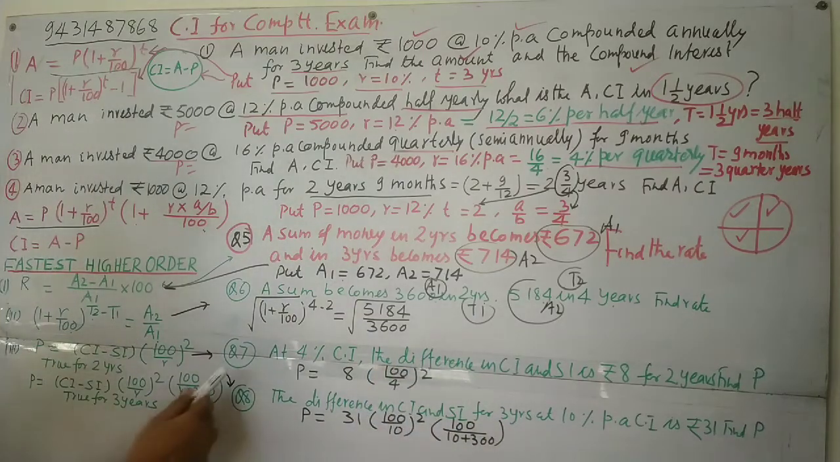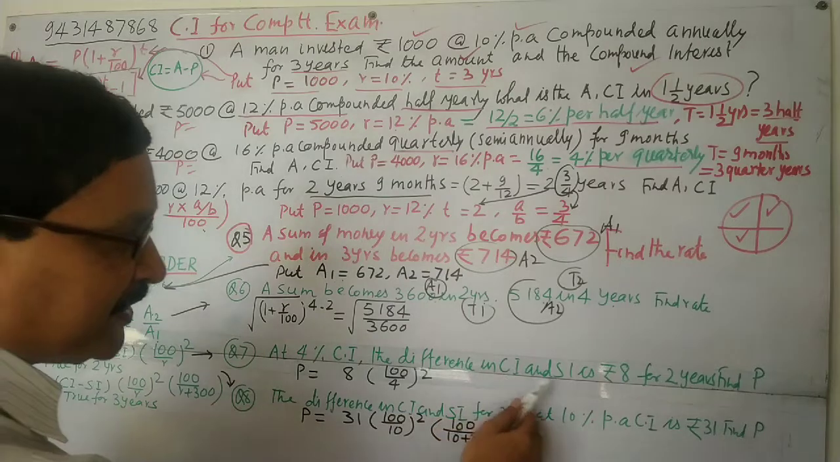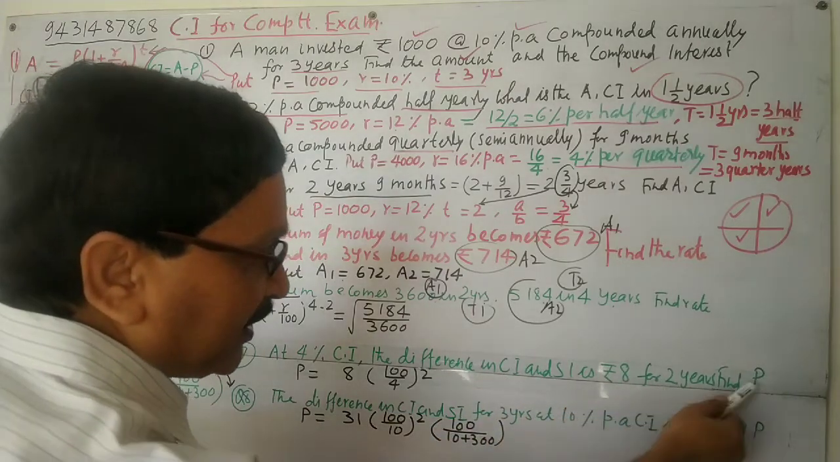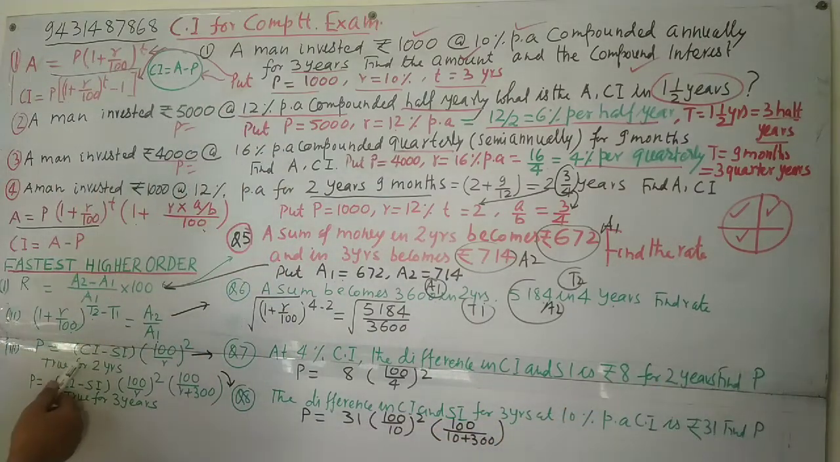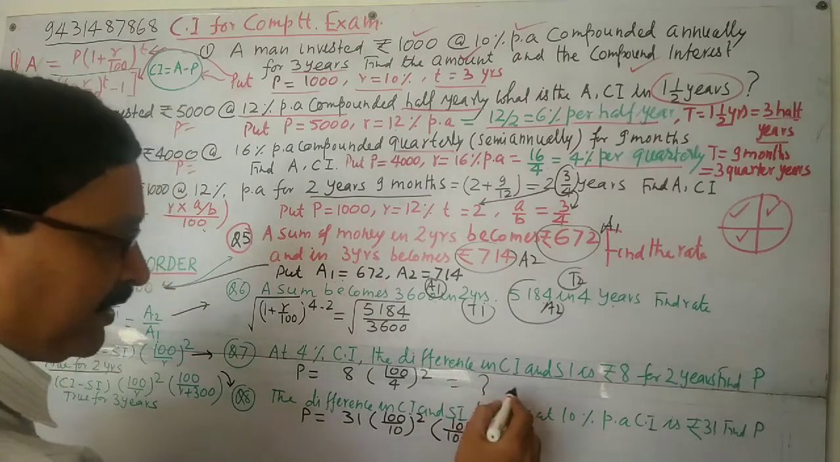Now this seventh question: at 4% compound interest, the difference in CI and SI is rupees 8 for 2 years. Find the principal. This is the fastest formula to find the principal: (CI minus SI) into (100 by R) whole to the power 2. This is true for 2 years only. So using this, get the answer. Whatever we are getting, this will be the answer.